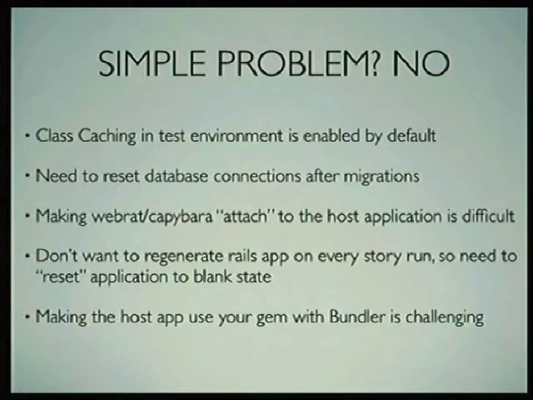First of all, class caching is actually enabled in the test environment by default. So if you're doing multiple scenarios, some very weird things might happen. The other problem is between scenarios, you need to reset the database connection if you're doing migrations. And then the real benefit of using Cucumber, so you can use WebRat or Capybara to actually test output and use all those features. Making that attached to the host application is a little bit difficult because it's a different directory, and that can be challenging.